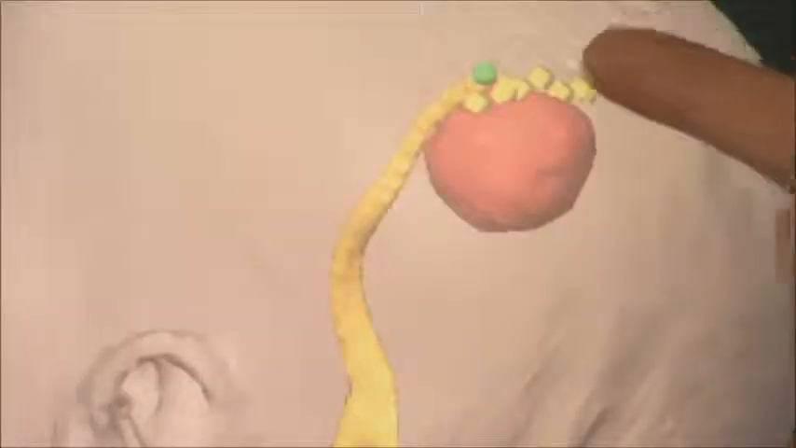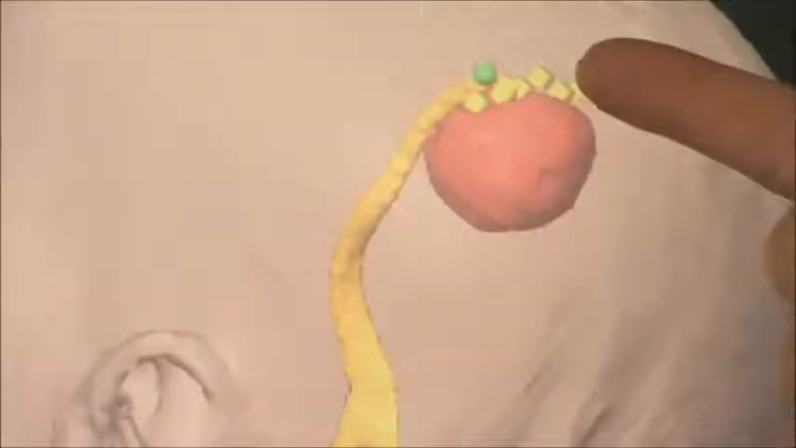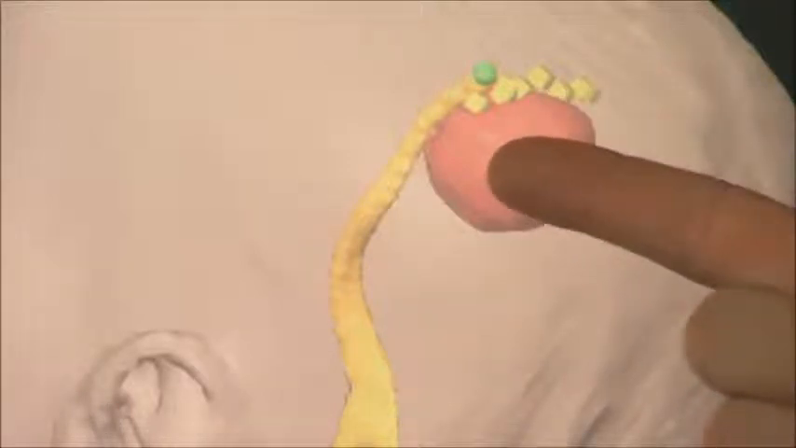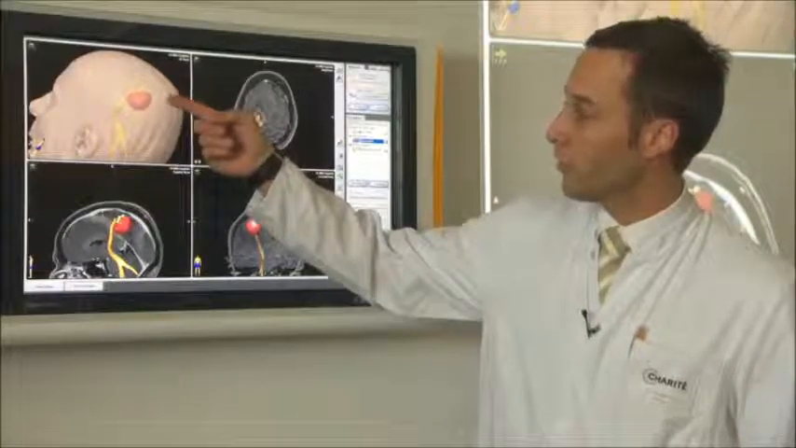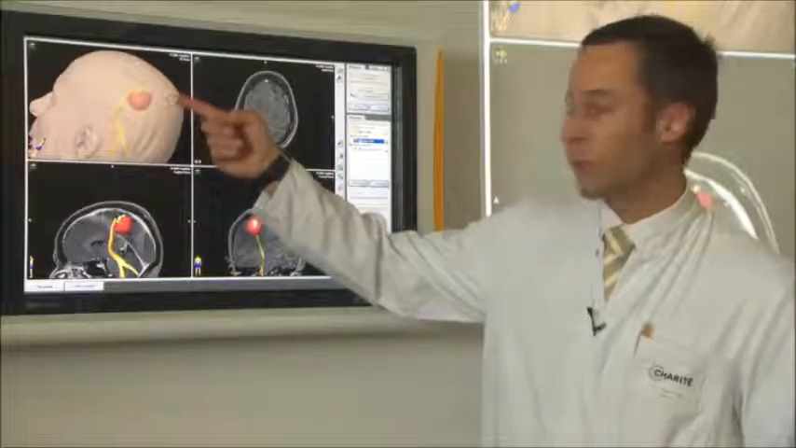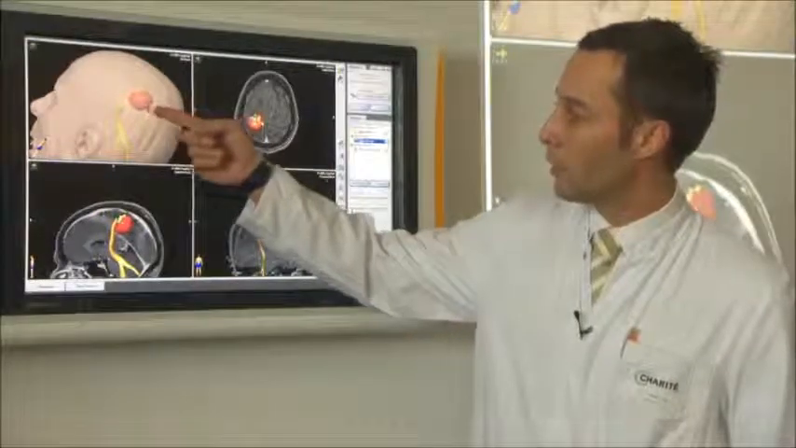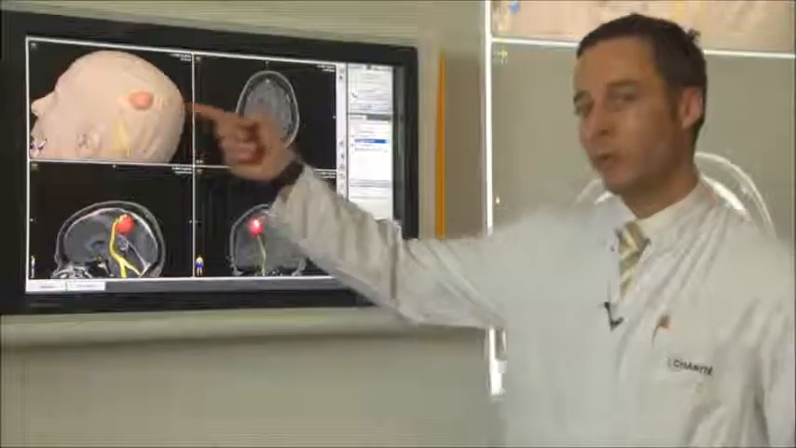This is the fiber tract originating from this hotspot of the motor representation, and as you can see, it goes along right in front of the tumor. There's contact between the upper part of the tumor and the pyramidal tract, and then down here at the base of the tumor there's a little bit of distance.